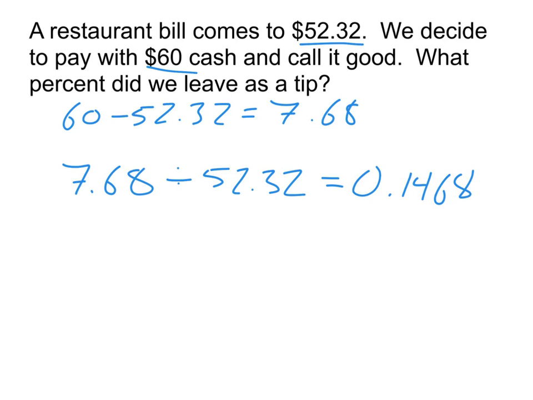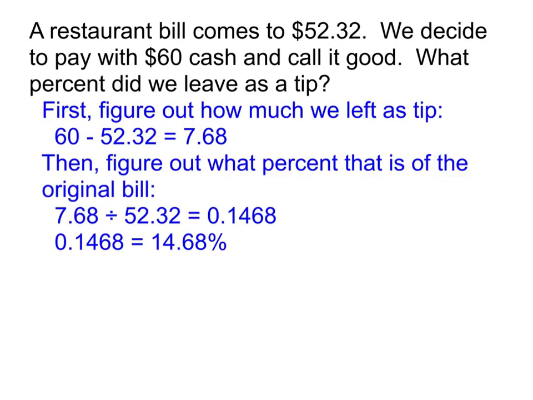Now, obviously, we didn't leave 0.1468%, right? But that is the number. So if this is the number, what do I do to it to make it into a percent? Multiply by 100. So I'm going to go ahead and multiply those. And so the final answer ends up being that we left a tip of about 14.68%. I'm feeling pretty good about that. I'm feeling like this is pretty close to 15% based on what I could just lay down for the bill pretty quick and easy. So I'm feeling okay about that.